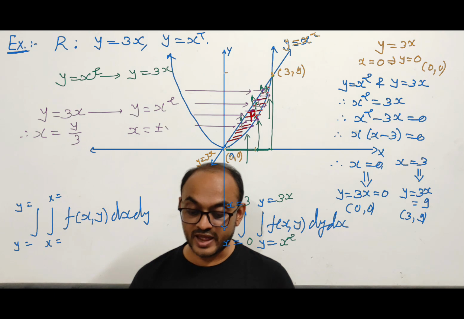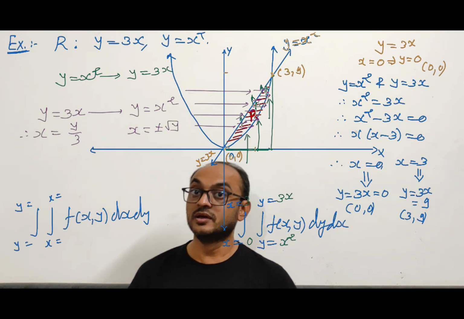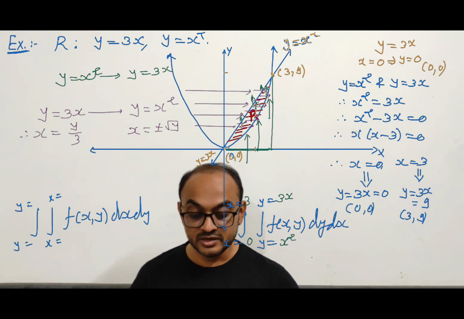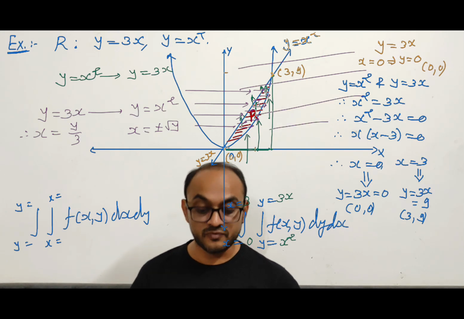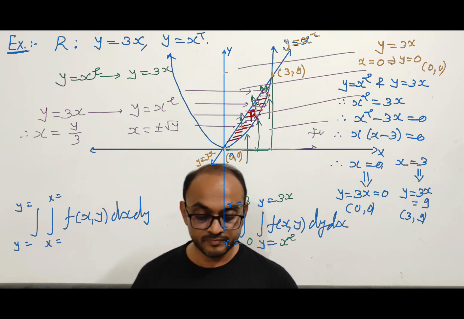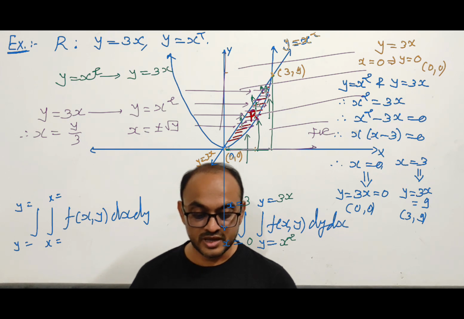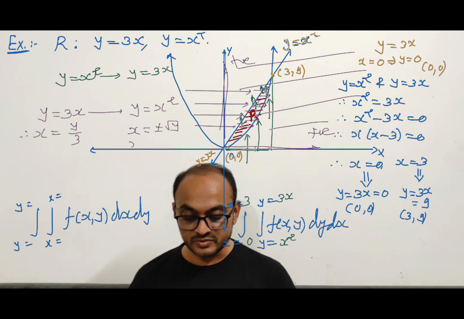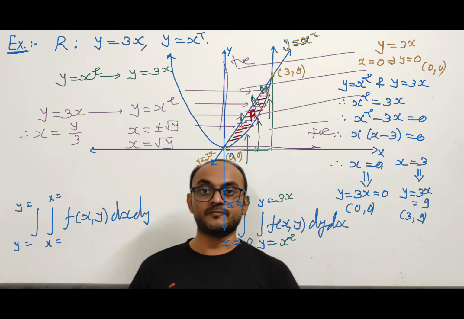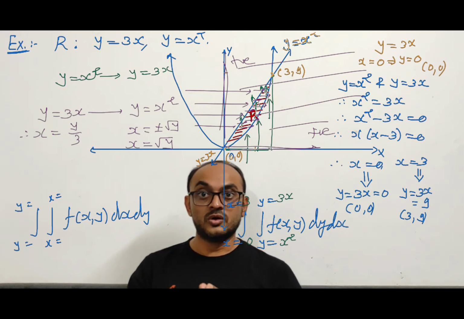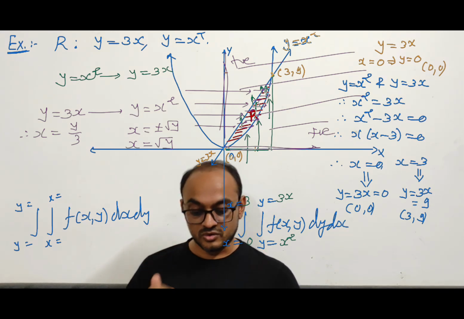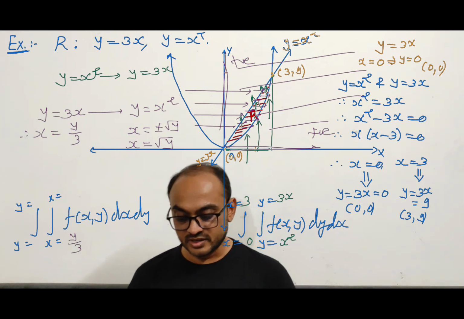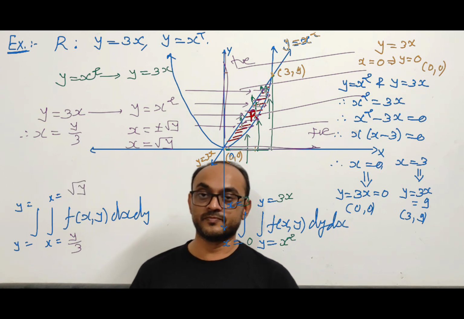So x is equal to actually plus or minus under root y. But our region lies in the first quadrant. You may observe, the region lies in the first quadrant. And in the first quadrant, y is positive, x is also positive. Right. So we choose the positive one, x is equal to under root y. So now, what is the situation here? The entry is the curve x is equal to y upon 3 and the exit, which is the upper limit, is x is equal to under root y.